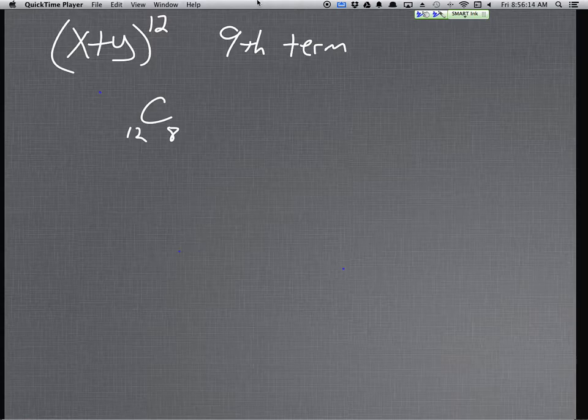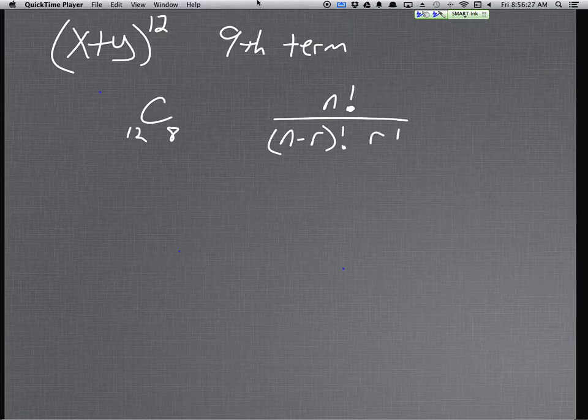Alright, and then we're going to use the formula n with this exclamation mark over n minus r with the exclamation mark, and then times r with the exclamation mark. I'm interested if anybody knows what it means. What is that exclamation mark? It's factorial. Factorial. Very good. So this is n factorial over n minus r factorial times r factorial.